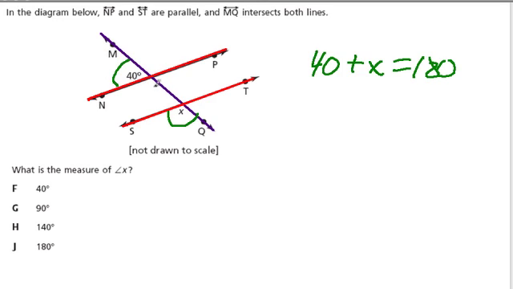The interior angles are, let me highlight them here in a lighter green. These are interior angles because they're on the inside of the two parallel lines. These two angles on the outside, they're exterior angles. And exterior angles here, these two have to add up to 180.